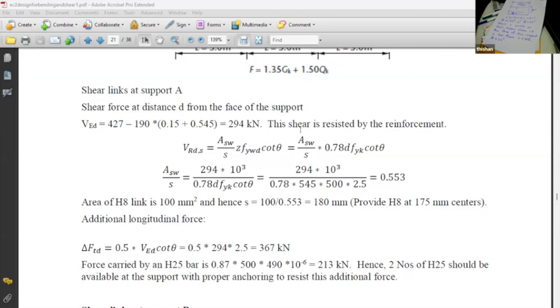And still our designs will be optimum because I don't like shear governed designs. I like always flexure governed designs.